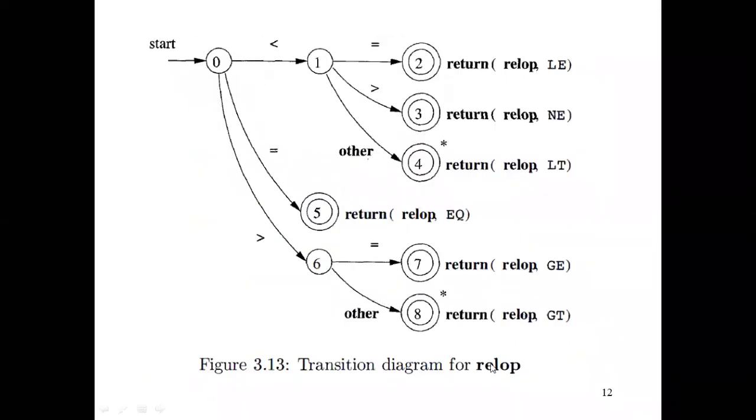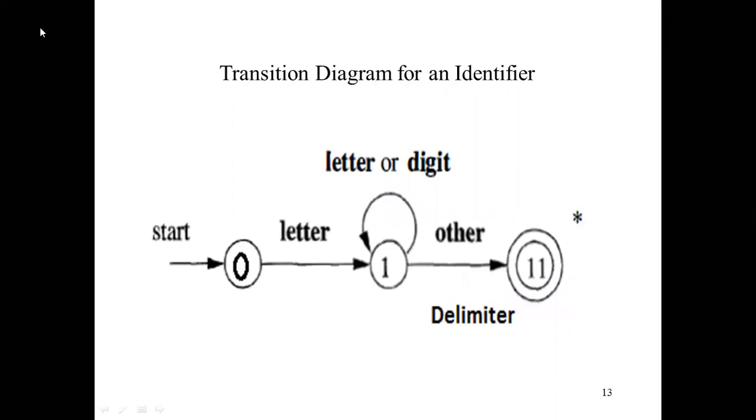Now again, the transition diagram for the relational operator. You have already drawn this, and you have already done the practice for this. For the transition diagram for identifier, you have also already drawn this. You can start from zero, and then you will search here: the identifier's first character must be a letter. Then it will search again and again in this state for a letter or digit, till the end of the string.